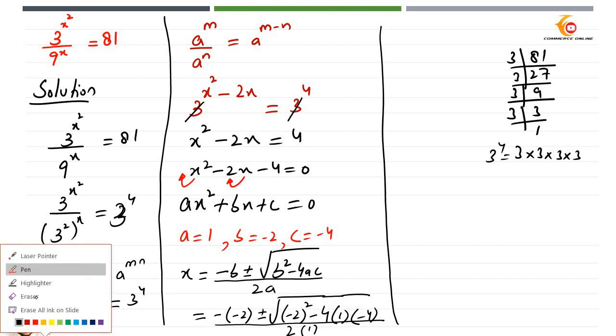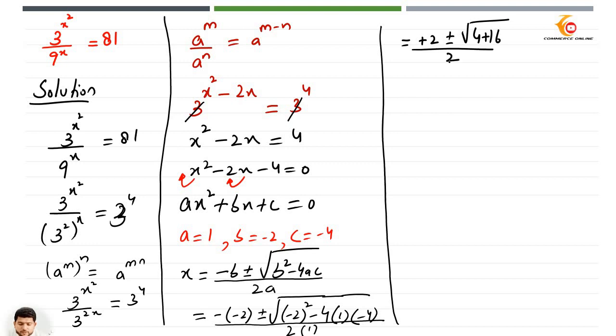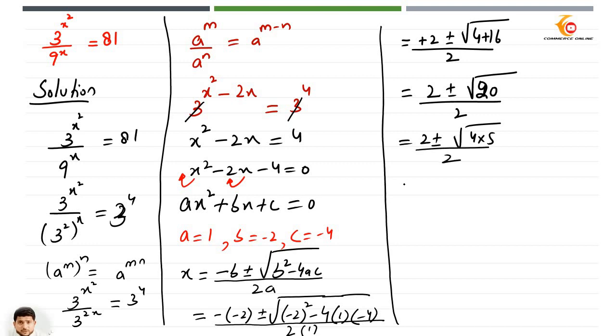So here I will get 2 plus minus under root 4 plus 16 divided by 2, and now 2 plus minus under root 20 divided by 2, and now 2 plus minus, that 20 can be written as 4 multiplied by 5 divided by 2, and then 2 plus minus, that 4 can be written as 2 multiplied by 2 multiplied by 5 divided by 2.